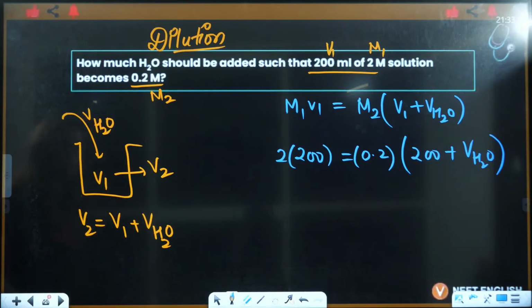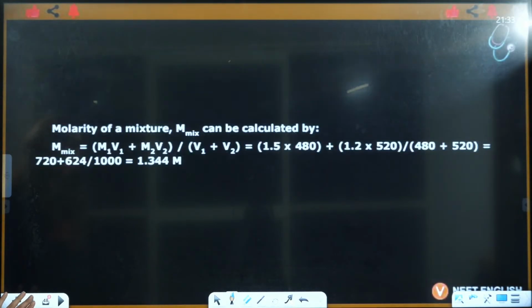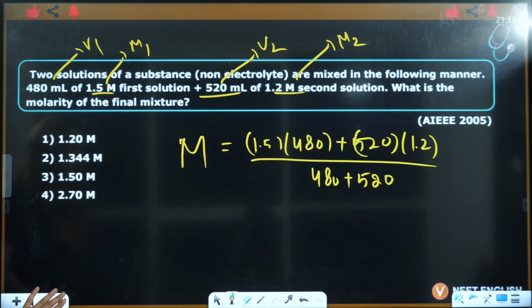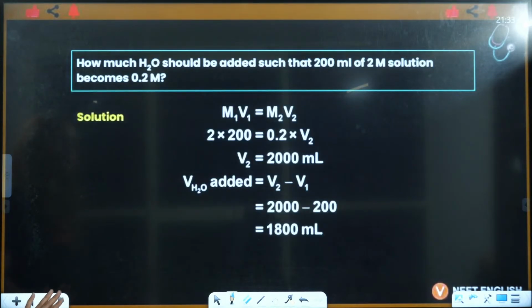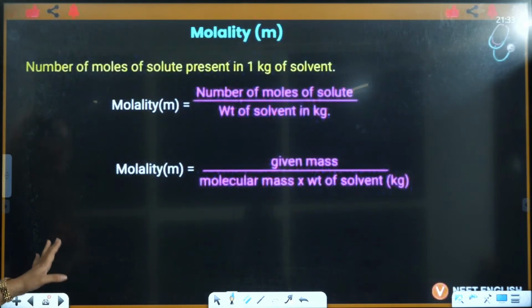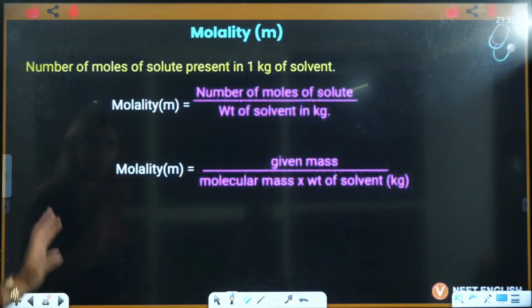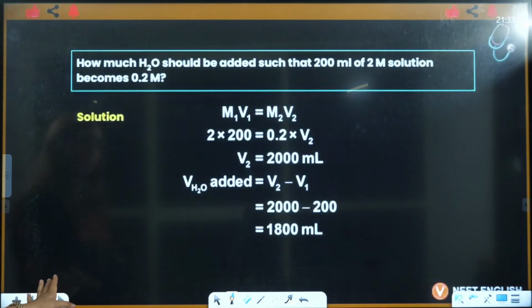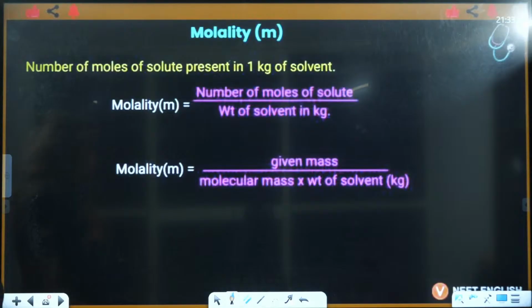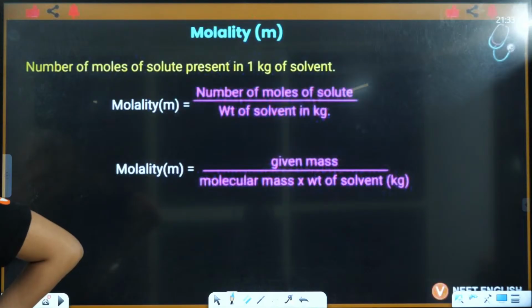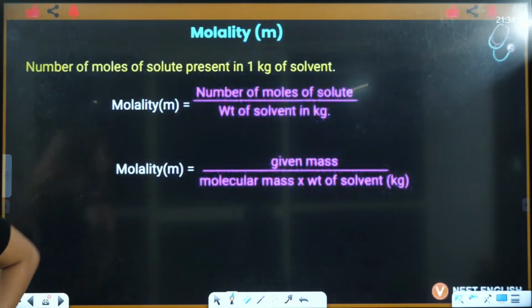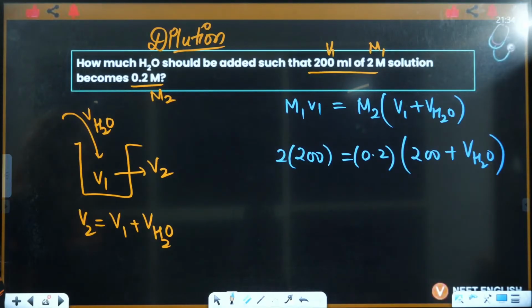Okay, sure. Now, next is, this you can easily do, right? Now, 1800 you are getting. That's great, right? Which doubt do you have? You can easily solve this, no? Which doubt do you have here?